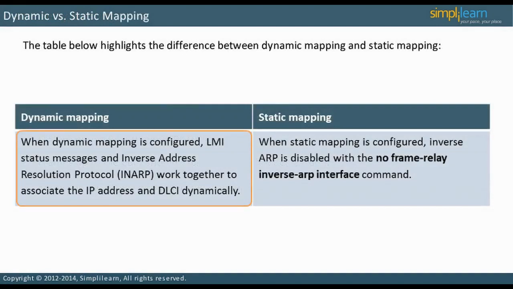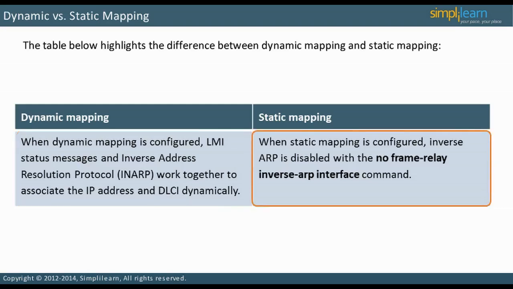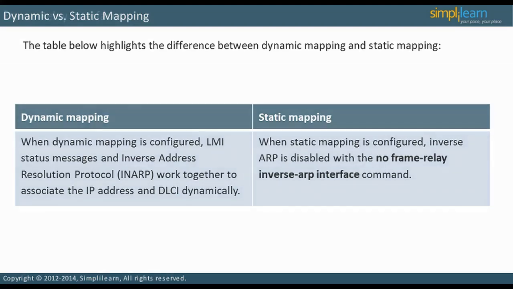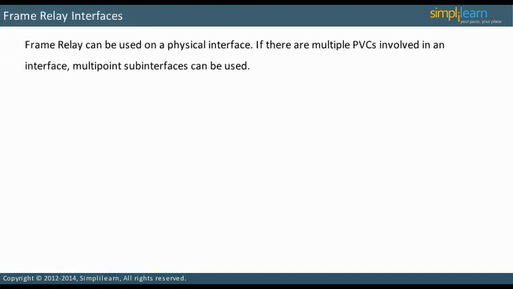With dynamic mapping, LMI status messages and Inverse Address Resolution Protocol, INARP, work together to associate the IP address and DLCI. When static mapping is configured, Inverse ARP is disabled with the command shown on the slide. On most frame relay interfaces, you have the option of configuring either a dynamic or a static mapping. Let us now discuss the frame relay interfaces. Frame relay can be used on a physical interface if there are multiple PVCs involved in an interface.